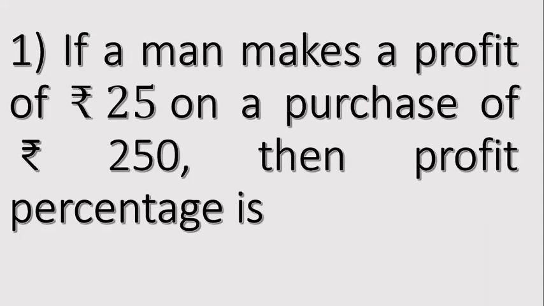Our first sum: if a man makes a profit of rupees 25 on a purchase of rupees 250, then the profit percentage is asked. A man makes a profit of rupees 25, so here the profit amount is 25 on a purchase of rupees 250. So here CP is 250. We have to find the profit percentage.